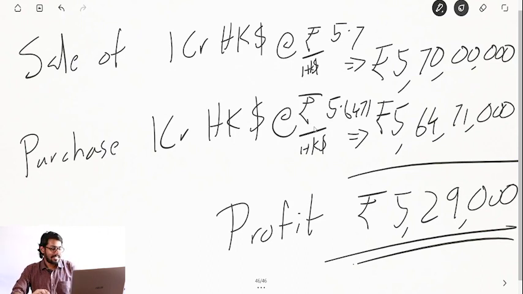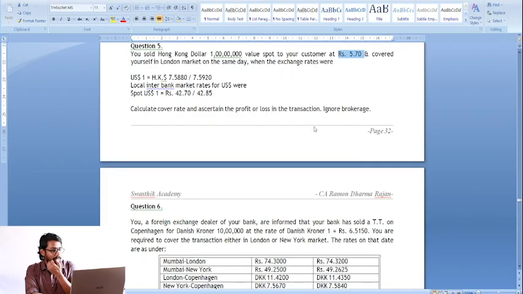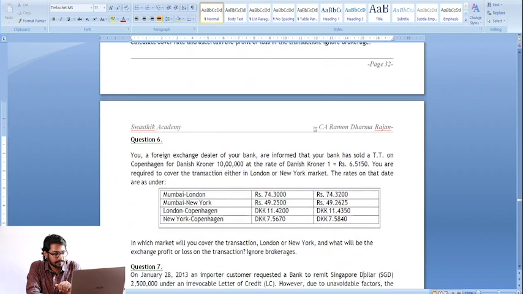Got it? That is question number 5. Question number 5 deals with cover rates. Shall we move on to question number 6? Alright.